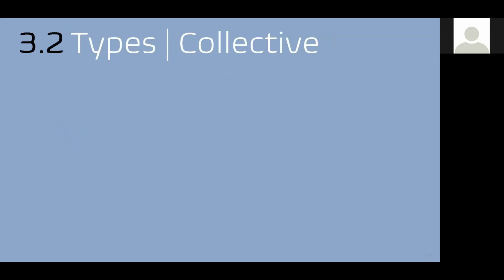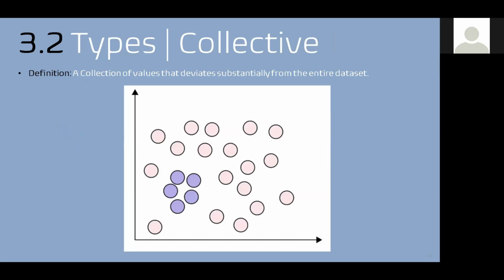And the last one is the collective outlier. It's very similar to the global one, but instead of a single point, it's a collection of values that are different from the entire data set. That might not be the best visualization, but just to get the point across, we have the pinks spread out and the purple ones kind of off from the others.